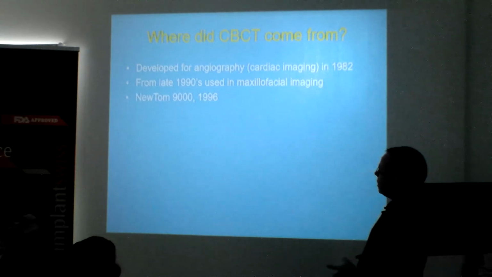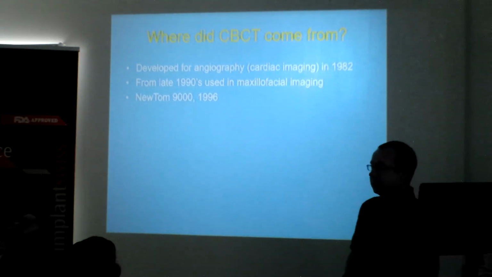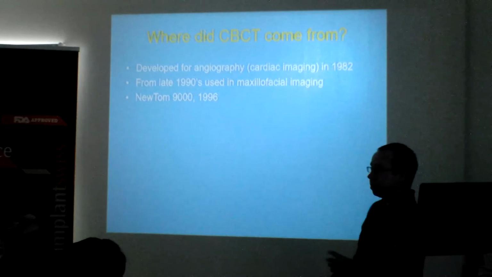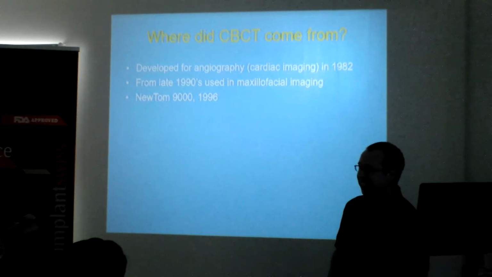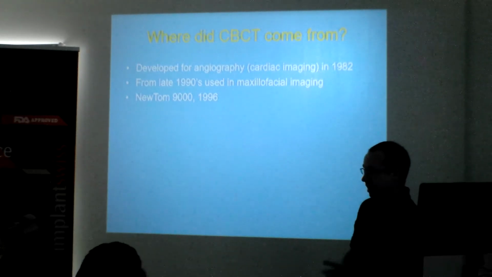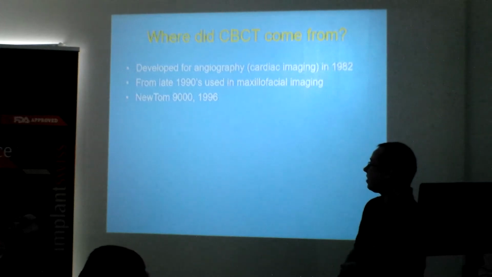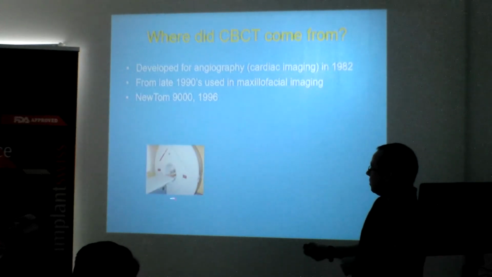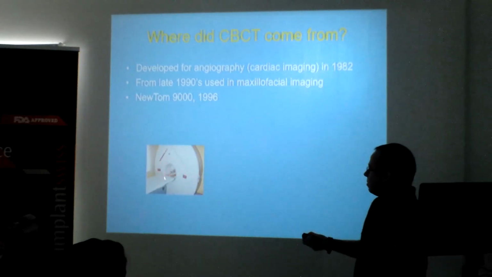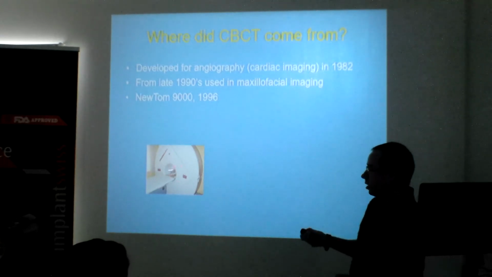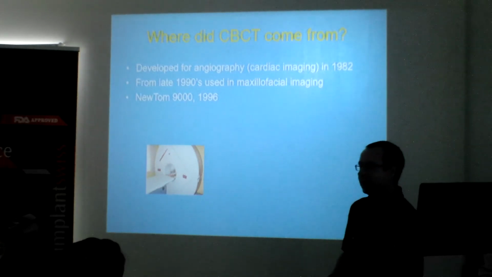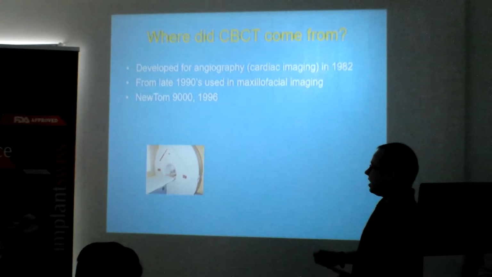The first scanner in existence was the Newton 9000 in 1996. And this was quite significant because we beat the Americans at this. They didn't get there first. Europeans got there first, in Italy. This is an image of the Newton 9000. It was the only cone beam CT scanner, and Newton was still the only brand as well, where the patient actually has to lie down in the scanner. And lots of patients hate this.